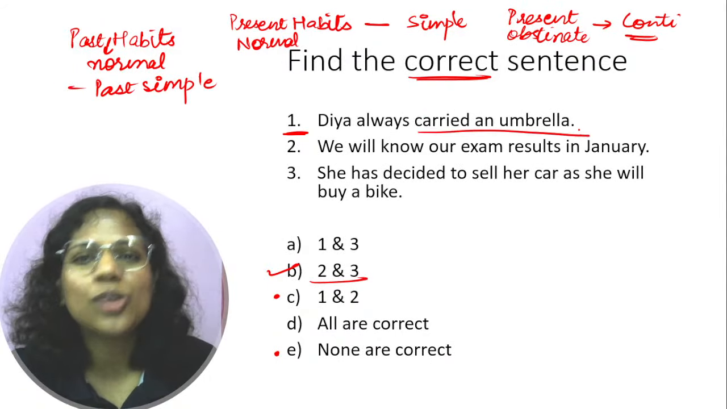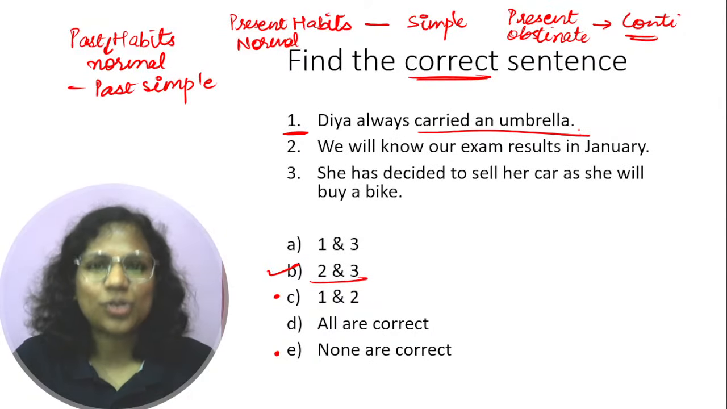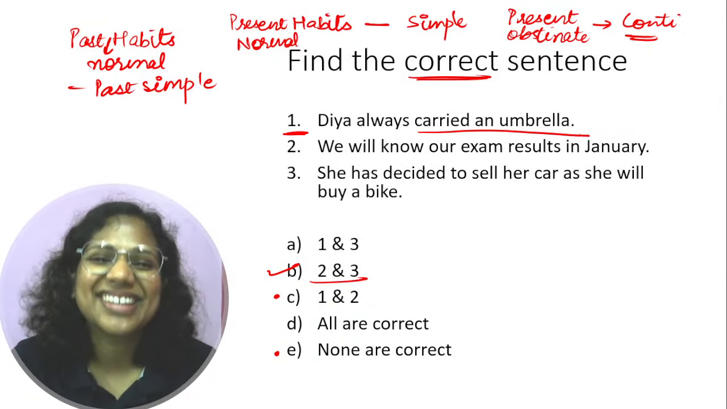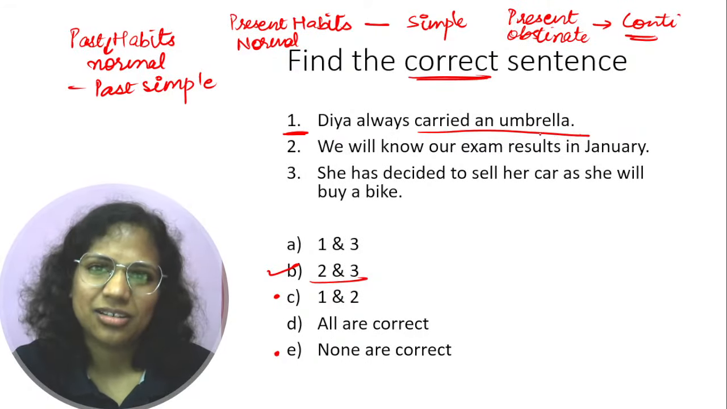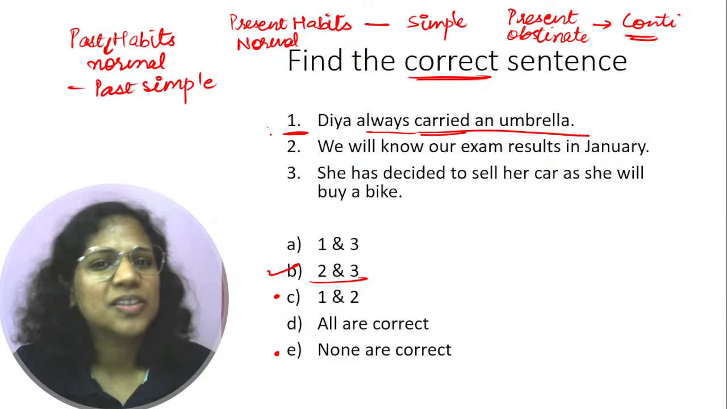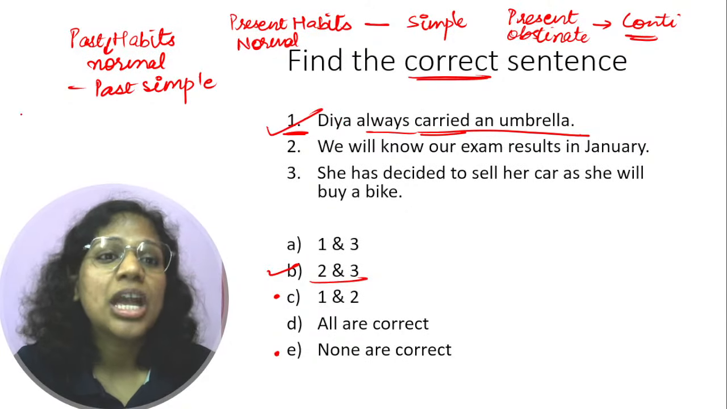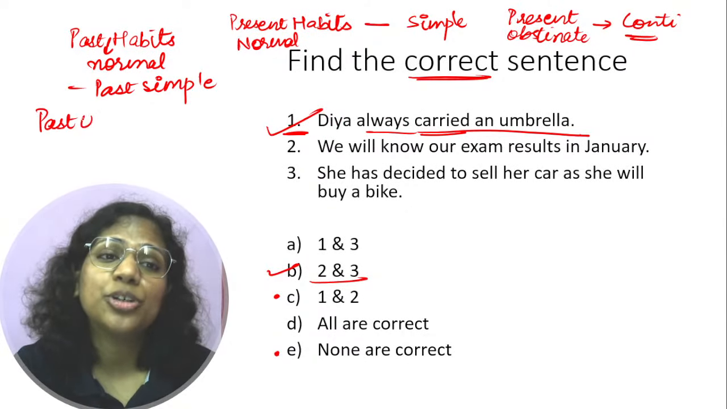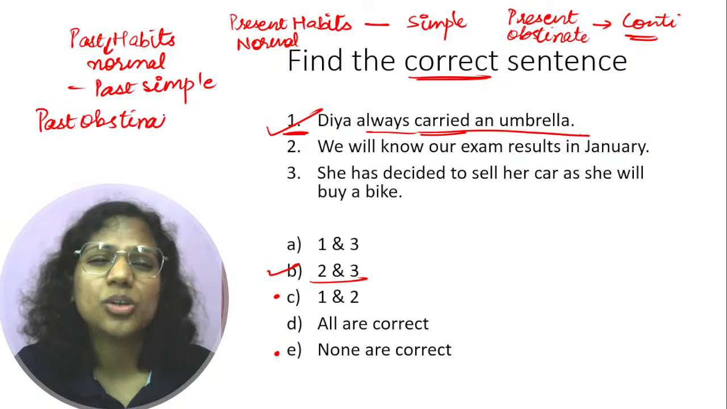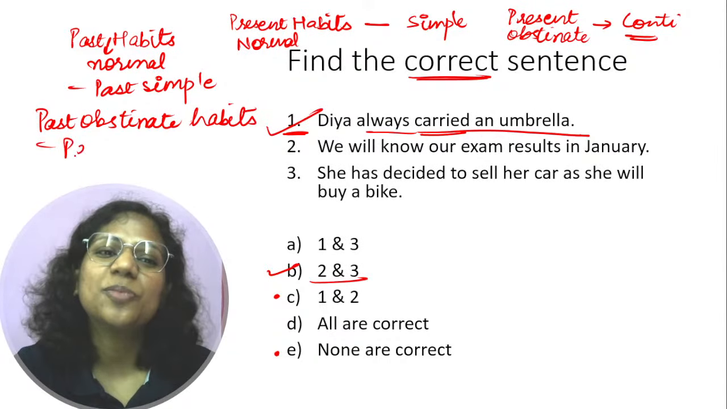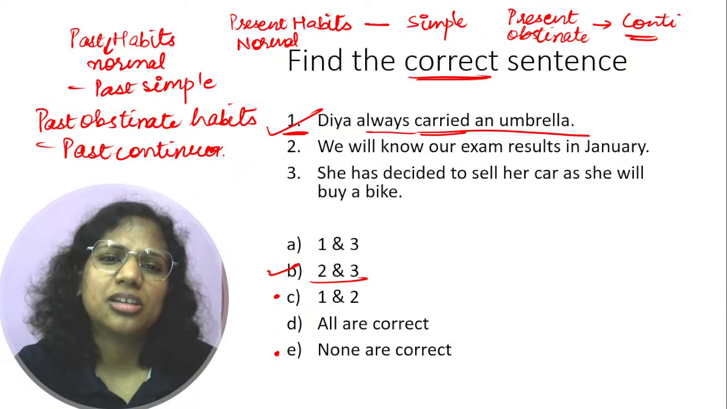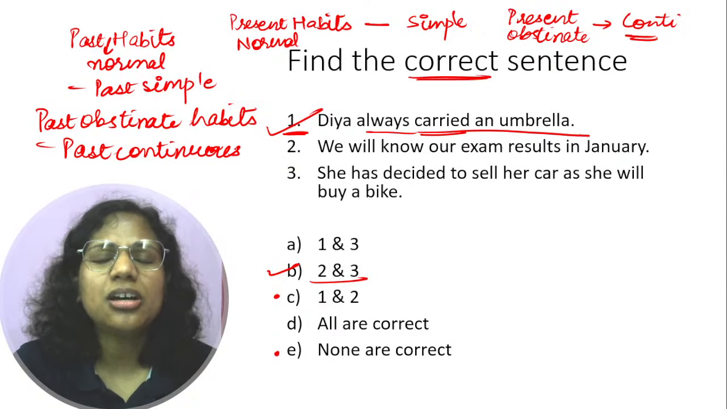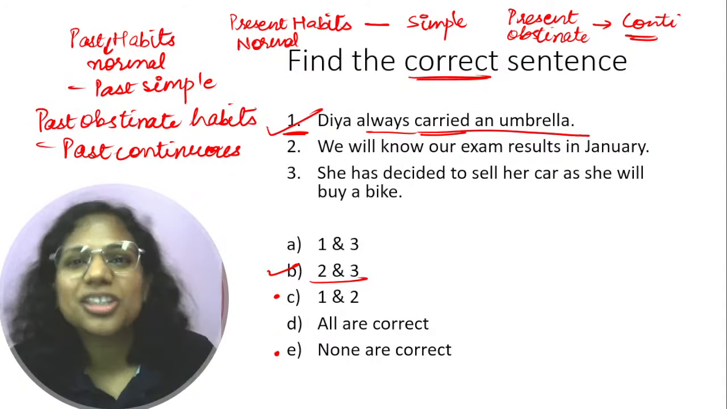अब carrying an umbrella कोई annoying habit तो नहीं है ना? ऐसा तो नहीं है कि annoy कर रहा है आपको, right? So it's a normal habit. Diya always carried an umbrella. This is absolutely fine. No error here. If it had been an obstinate habit of the past की कोई annoying, persistent, obstinate habit होती, in that case I would have used the past continuous. Diya was always surfing internet in the class.